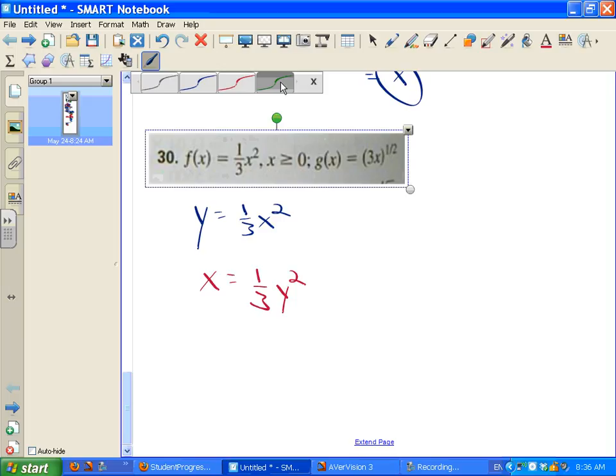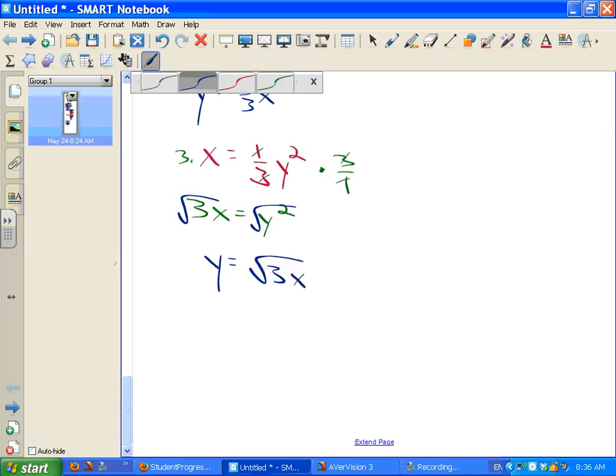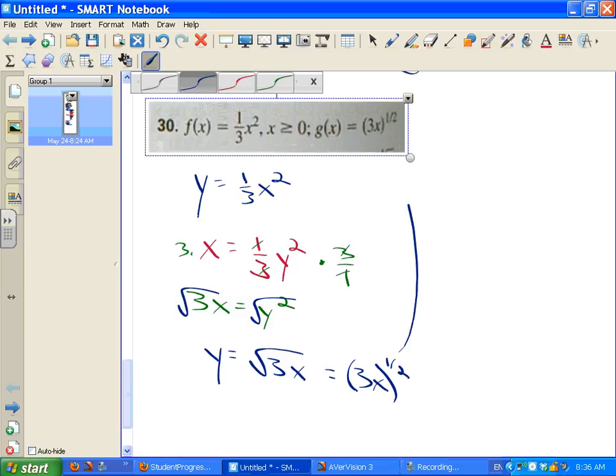What do I do first? Solve for y. Divide by 1/3, which is the same thing as multiplying by 3 over 1. So I get 3x equals y squared, then what? Square root. So y equals the square root of 3x, or 3x to the 1/2. Did I get what I needed? Yep.